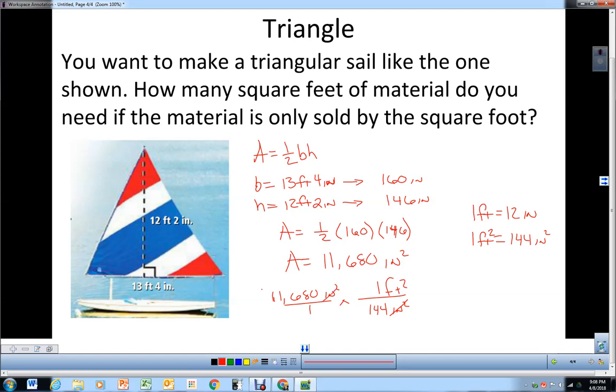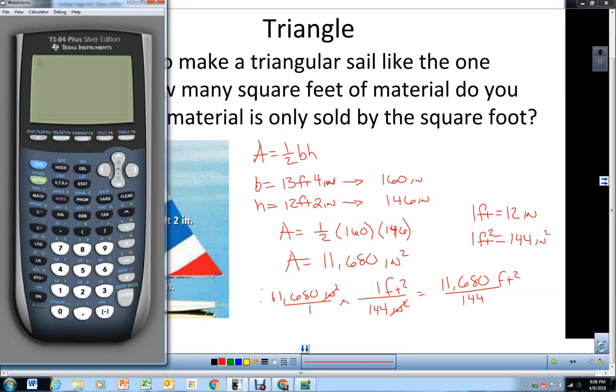These cancel, which means we're going to end up with 11,680 over 144, and the only unit we have left is square feet. Alright, so let's get to our calculator and check this number. We're going to take 11,680 and divide it by 144. That gives us 81.1 square feet.